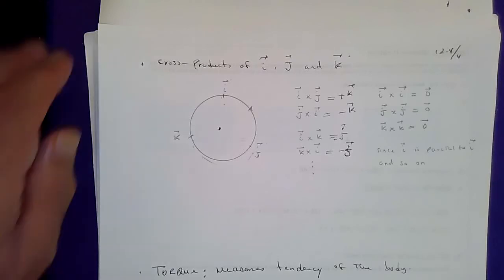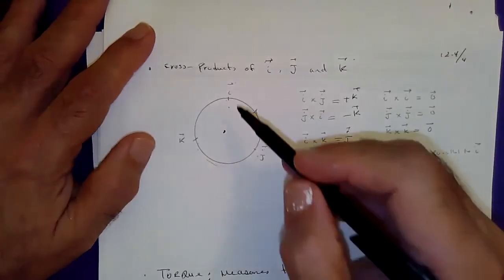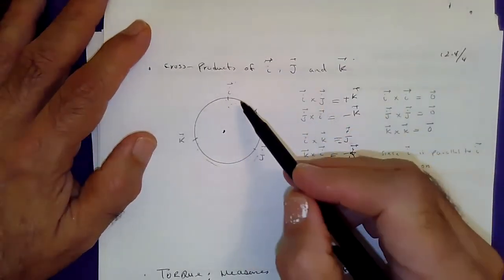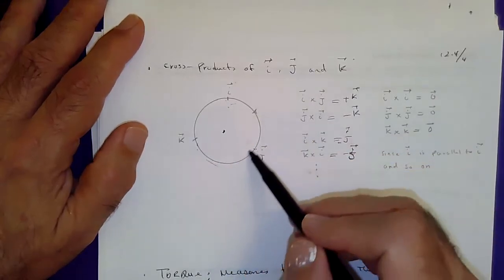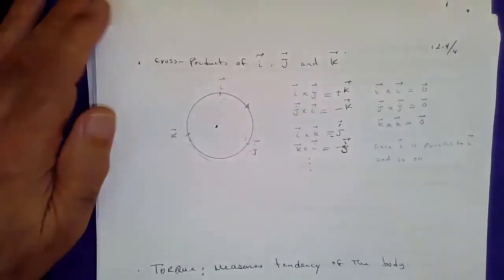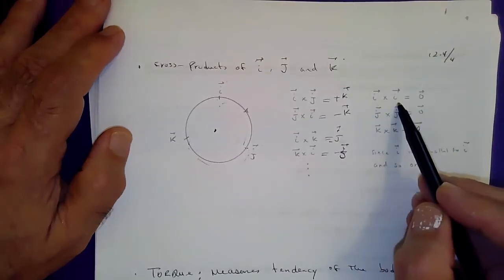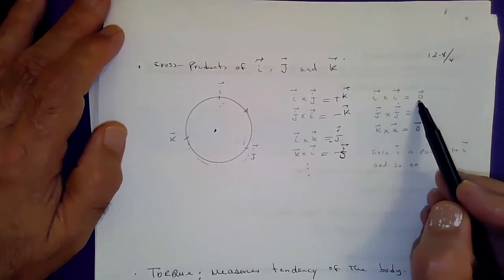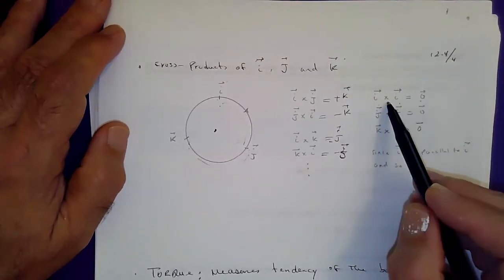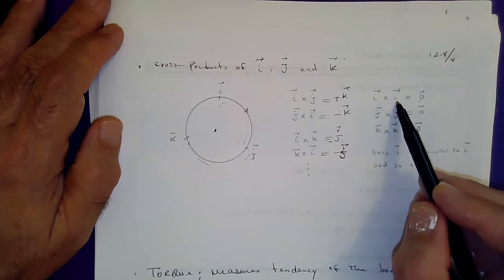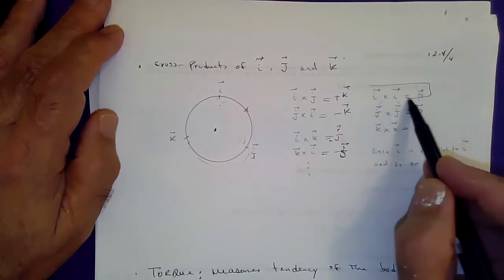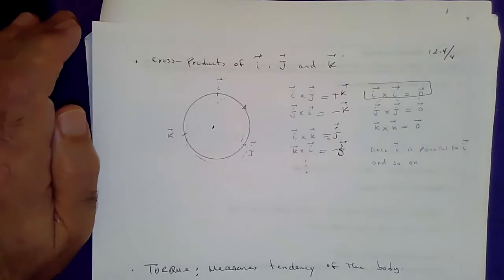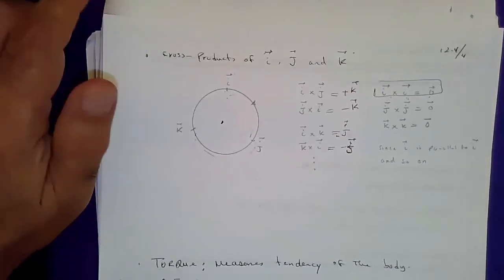Negative, correct? So clockwise is positive. I cross J is positive K. But if you go counterclockwise, it's negative. I cross I is the zero vector. Why is it zero? Because vector I is parallel to itself, and by definition, their cross product is zero.